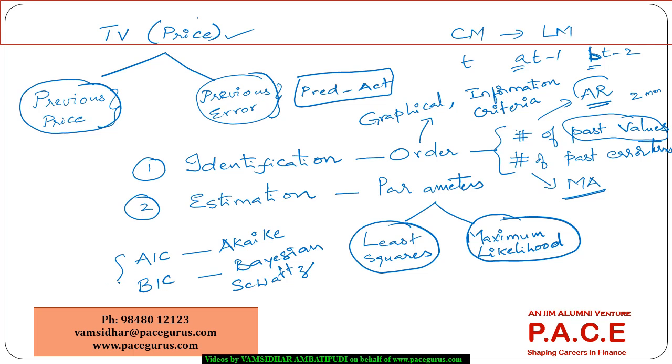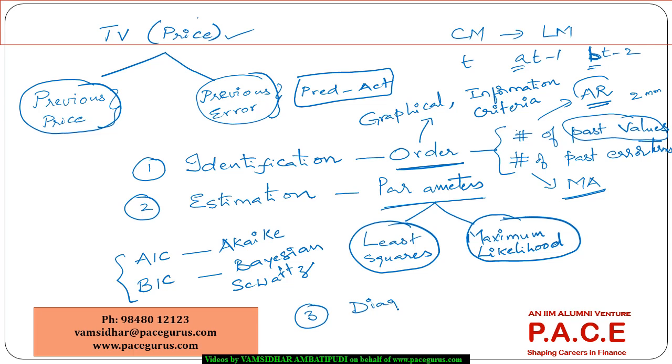So one of these criteria is typically used to identify the best possible model, and for that particular model we go into the estimation of the parameters when we are building an ARIMA model. And the third stage is the diagnostics.